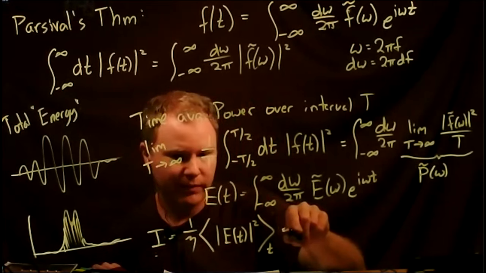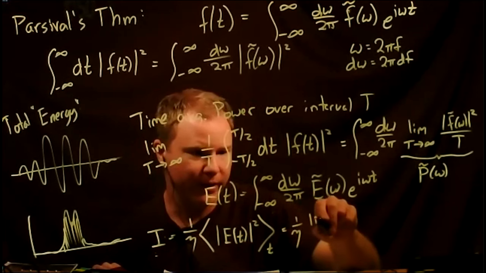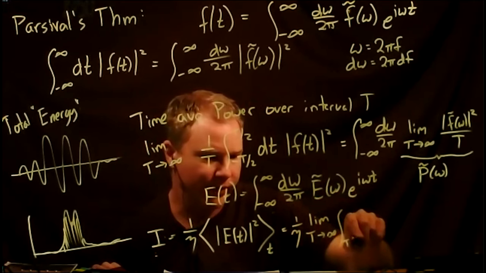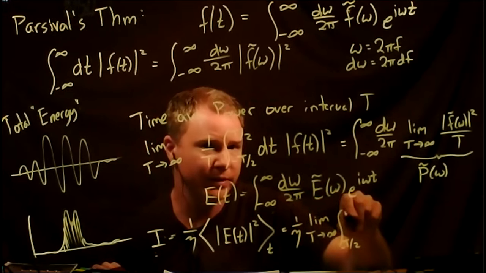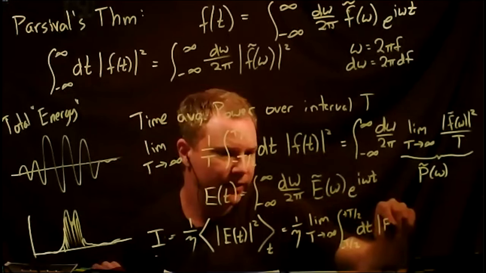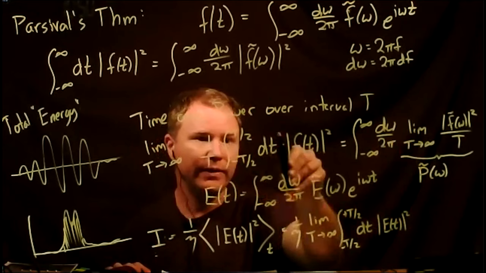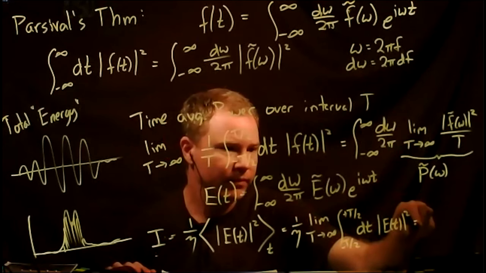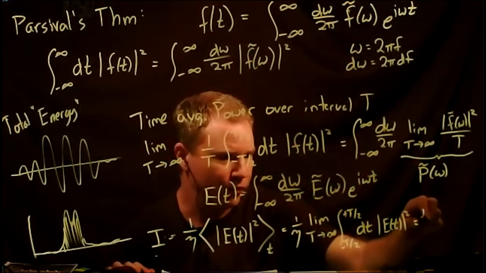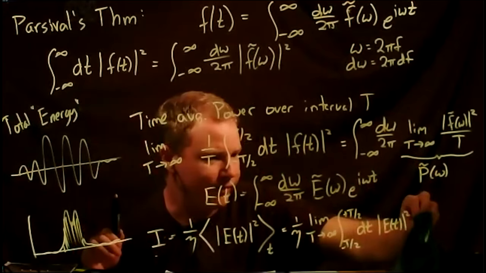And what do we mean by that? Well, 1 over eta comes along for the ride. It's going to be a time average. So the limit as t goes to infinity of adding up everything from minus t over 2 to plus t over 2 of the magnitude of e of t squared. And from this, which was for a generic f, I could just turn all the f's into e's here. There's still this 1 over eta here. Let me put the 1 over eta inside of everything.